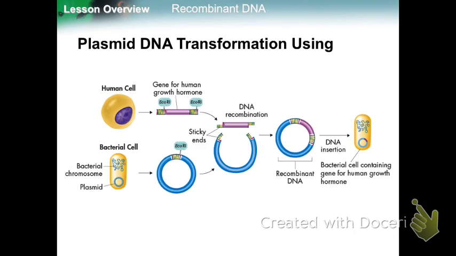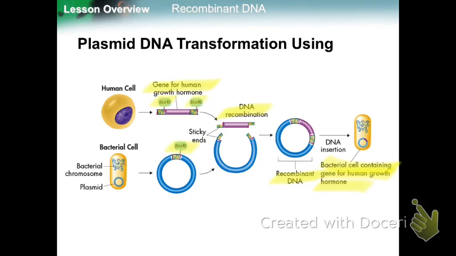So here we see recombinant DNA being made. Here's the gene for the human growth hormone that's been cut out of human DNA. We have the same EcoR1 restriction sites here. This is a plasmid from a bacterial cell with the EcoR1 restriction site as well. Add in the EcoR1 restriction enzyme. It all matches up. DNA recombination here. Now we have a bacterial cell containing the gene for human growth hormone.